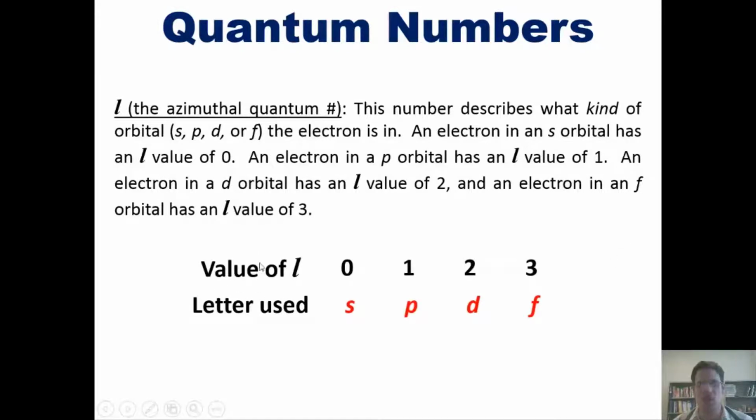So please make sure that you memorize that if L is 0, the orbital you're talking about is an s. If it's 1, the orbital you're talking about is a p. If it's a 2, the orbital you're talking about is a d. And if it's a 3, then the orbital you're talking about is an f.